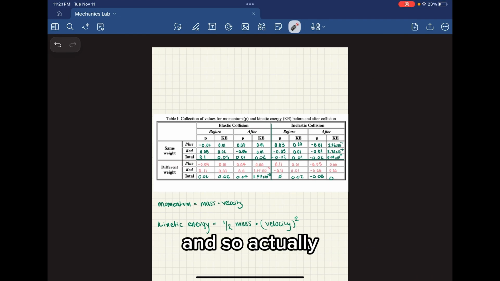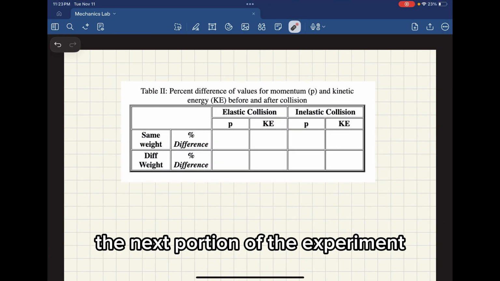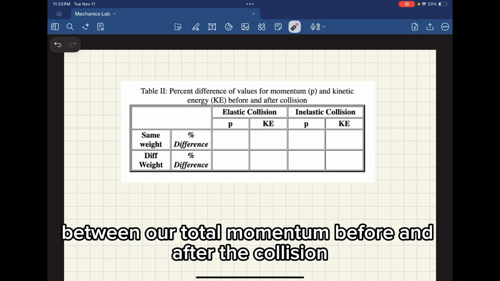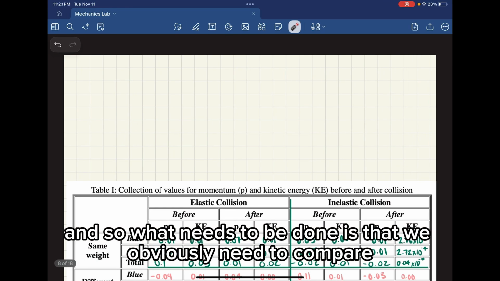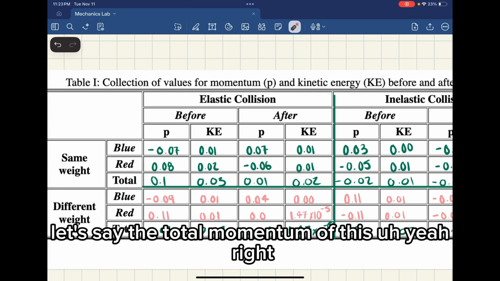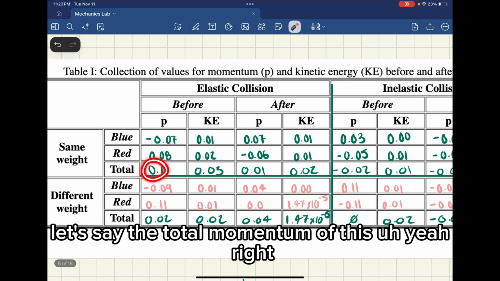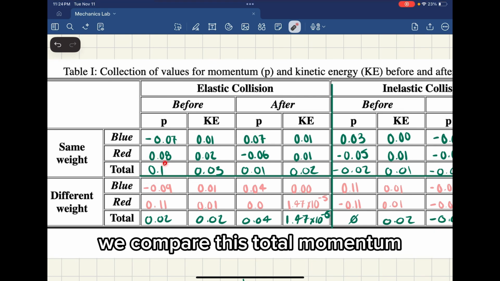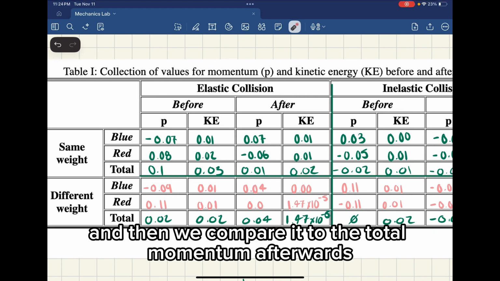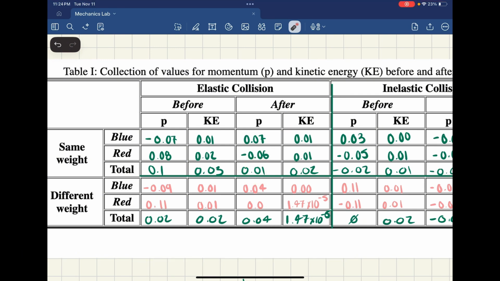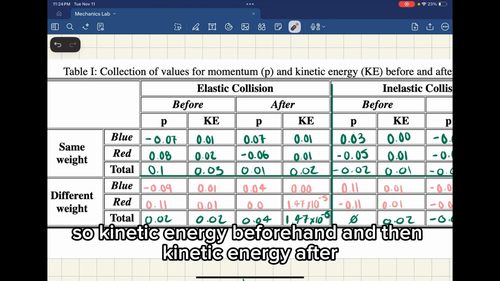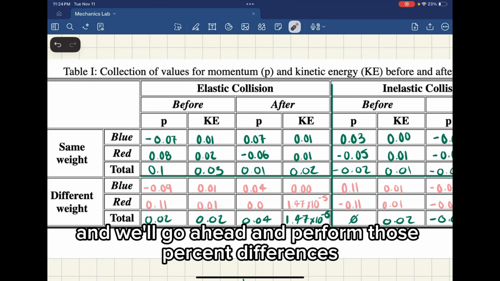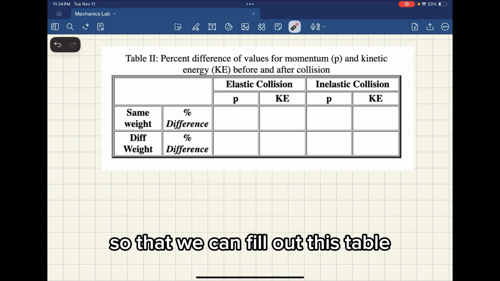our chart. And so the next portion of the experiment is asking us to calculate the percent difference between our total momentum before and after the collision and the kinetic energy for the 4 cases that we're working with, right? We need to compare the total momentum before to the total momentum afterwards. And then we'll do the exact same thing for kinetic energy: kinetic energy beforehand, and then kinetic energy after. We'll perform those percent differences so that we can fill out this table.